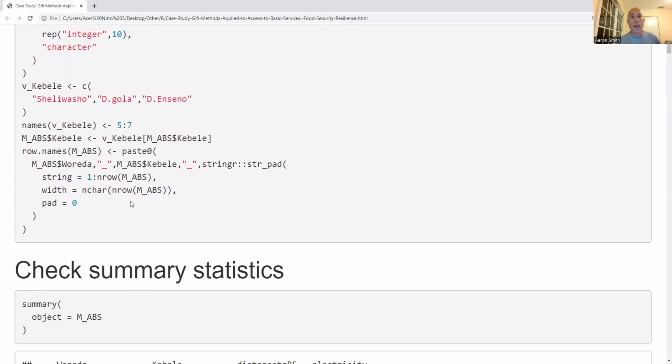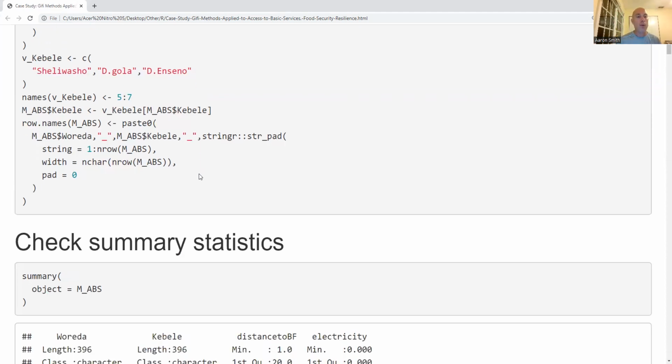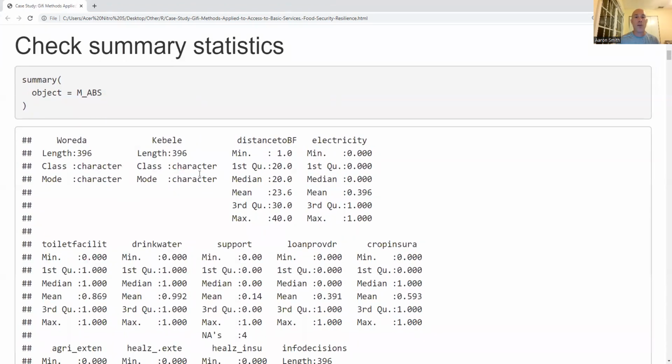Something I like to do is have row names on my data frames. So I'm going to set up my row names to have the administrative districts and then the row number on there. That way, as I look through the data, I might be able to spot a trend off of this. All right, now let's take a look at summary statistics.